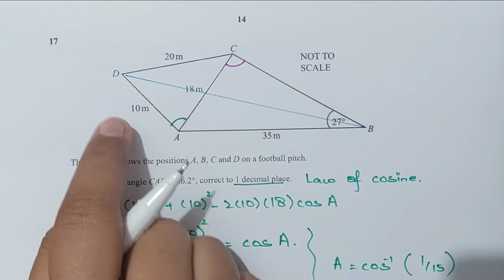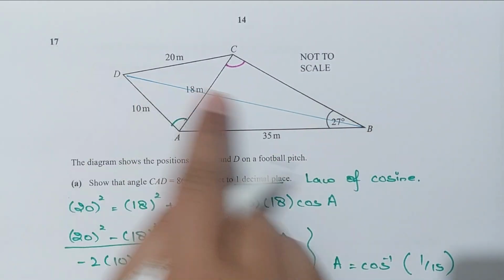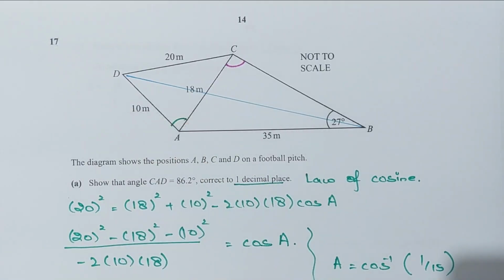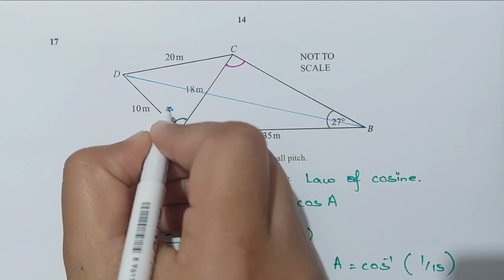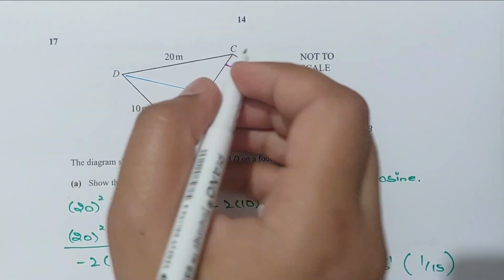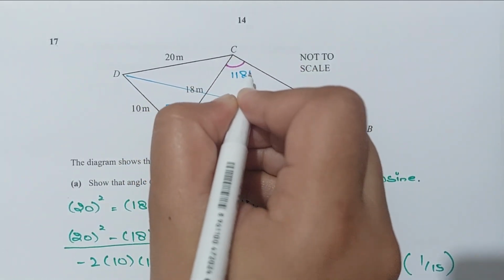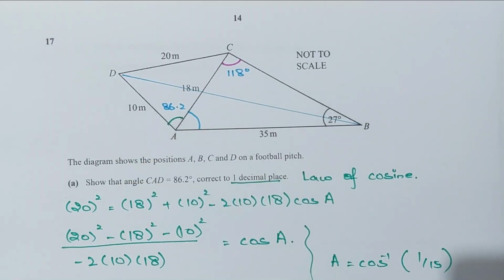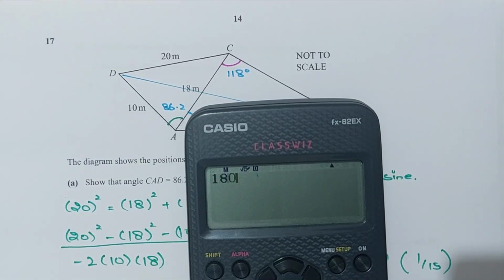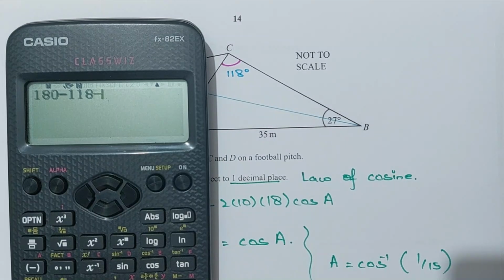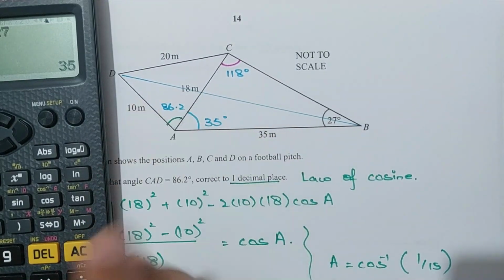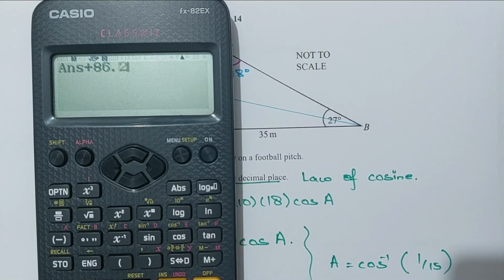Okay, if we consider this triangle A, B and D, we have this side, we don't know this side. And we have done with this angle, which is 86.2. Let's solve for this angle. As we have done, this angle is 118 degrees. The sum of all angles of a triangle adds up to 180. Let me work for this angle. From 180 we have to subtract 118 and subtract 27. 35 degrees is that angle. So the whole angle is 35 added to 86.2.